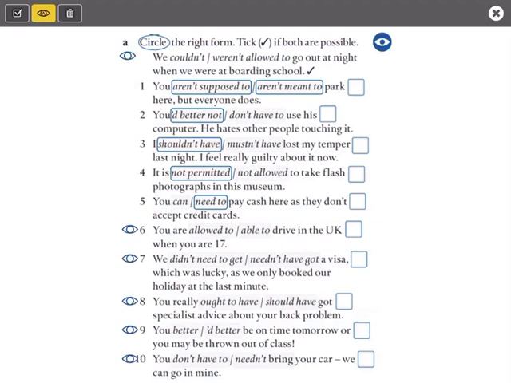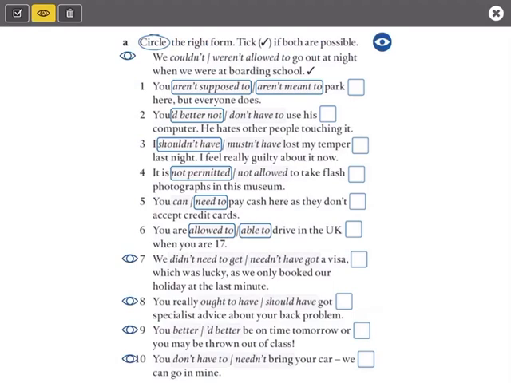Number 6, you are allowed to drive in the UK when you are 17. You are able to drive in the UK when you are 17. What do you think? Both are correct. These again are synonym expressions, no?